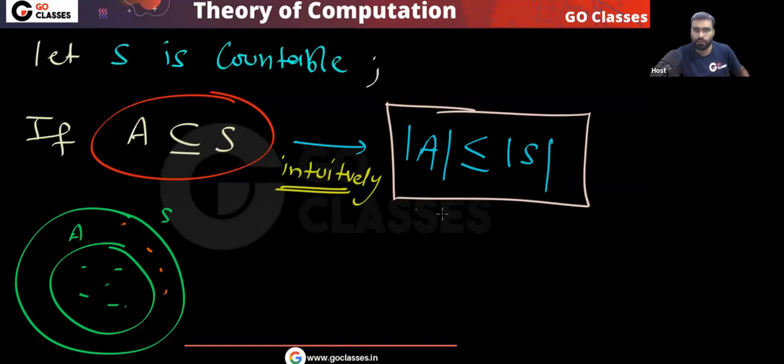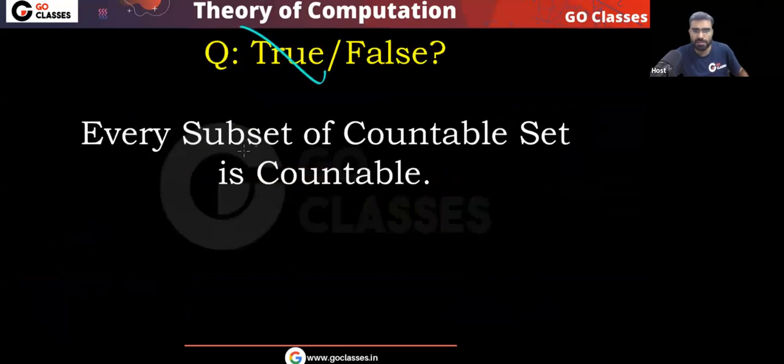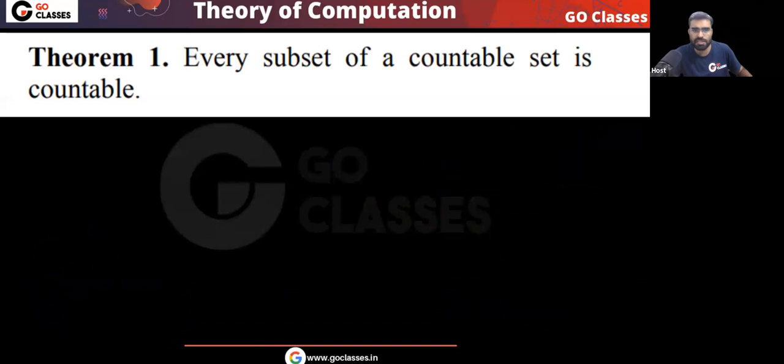From here, you can easily notice that A is countable. Quite easy. So this is the result. Remember, every subset of a countable set is countable. Is this clear?